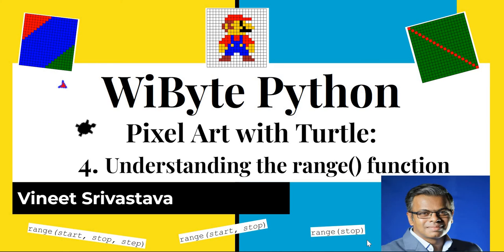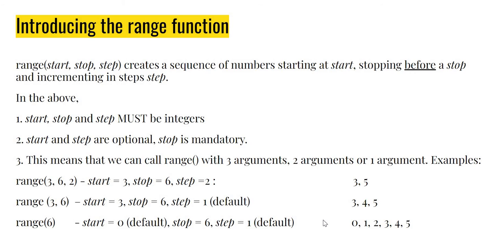Let's see this carefully. Basically, range is a built-in function in Python. What range does is to create a sequence of numbers starting at start, stopping before stop, and incrementing by step. Notice here, just like we create our functions, we have inputs. So this is a built-in function. We are giving three inputs: start, stop, step. So it's going to create a sequence for us which starts at the number start, stops before the number stop, and increments in the step given by step.